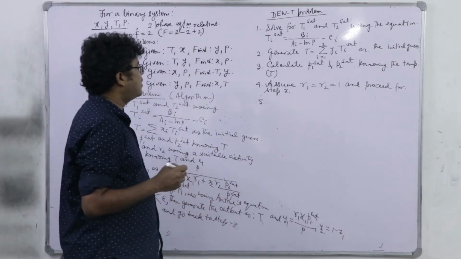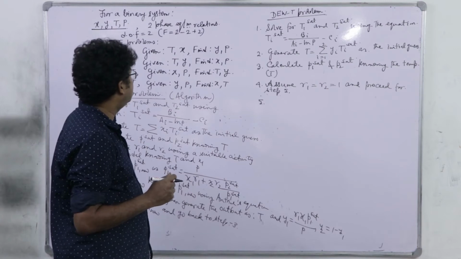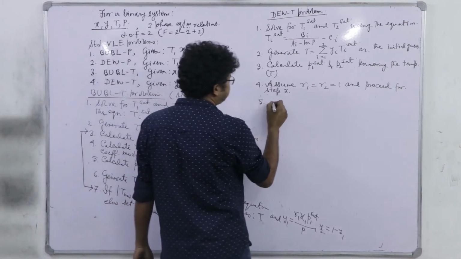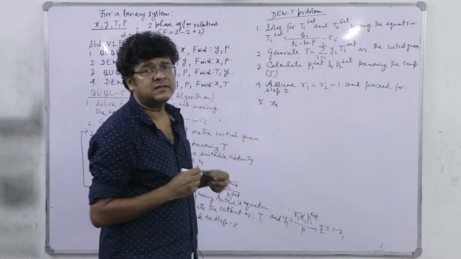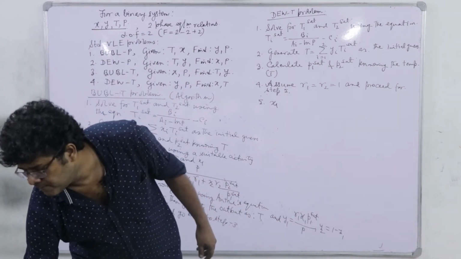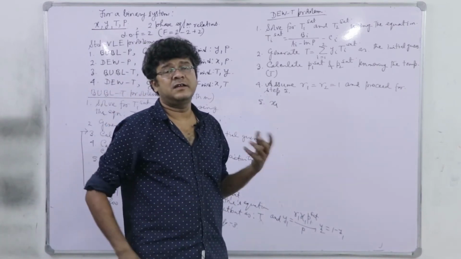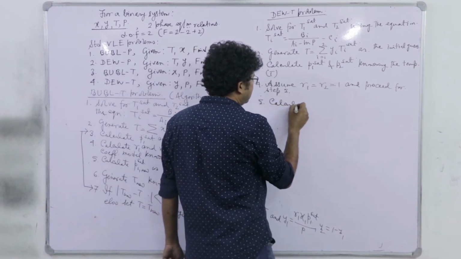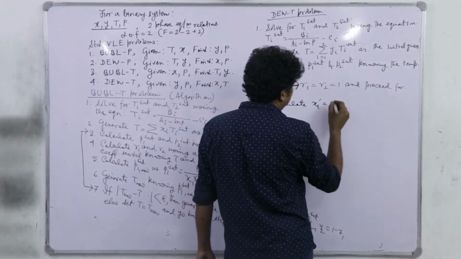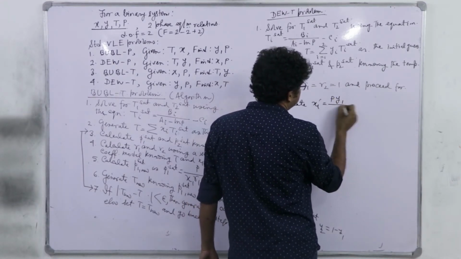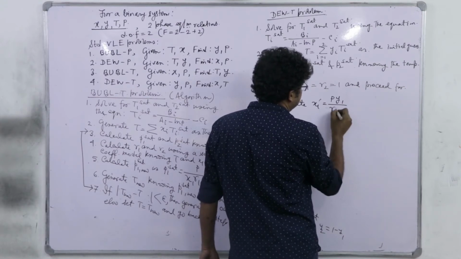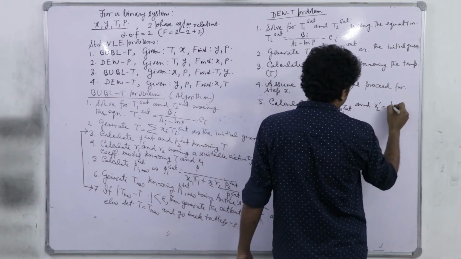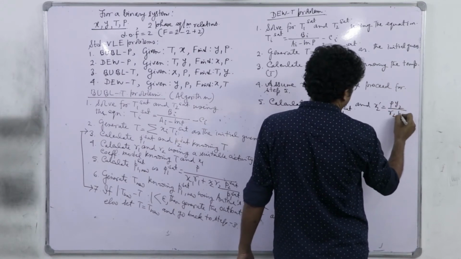So, gamma 1, gamma 2 equal to 1 we have assumed. Assuming that, we have to calculate first x1. But this x1 and x2 calculated in this way may not satisfy the normalizing condition, that is x1 plus x2 equal to 1. So, we have to calculate both separately, that is x1 prime equal to Py1 divided by gamma 1 P1 sat and x2 prime is equal to Py2 divided by gamma 2 P2 sat.